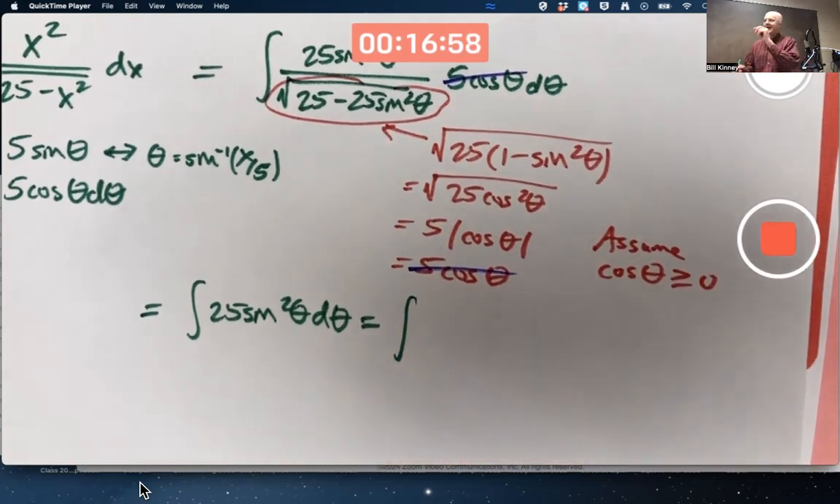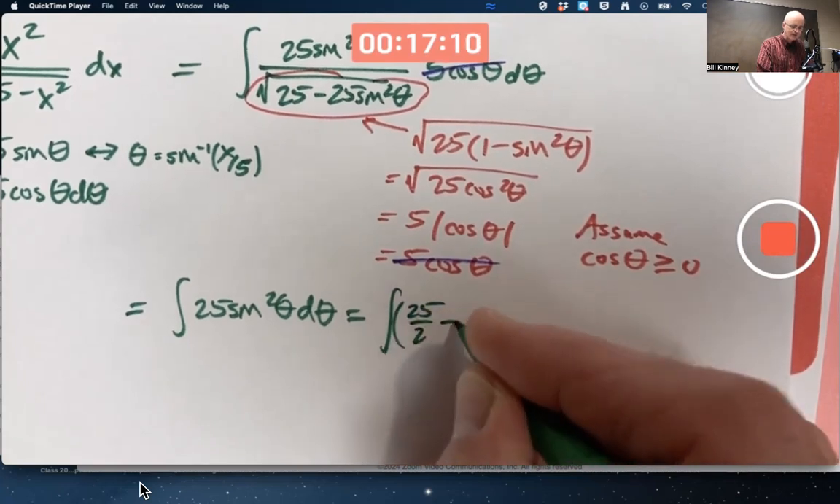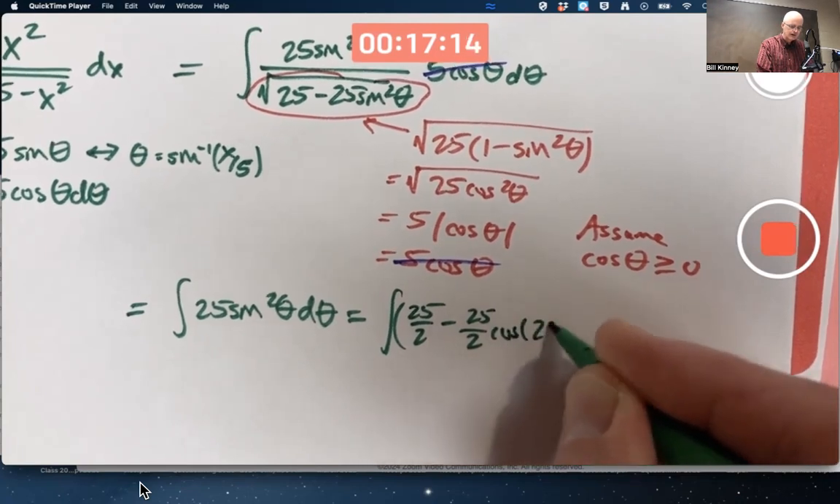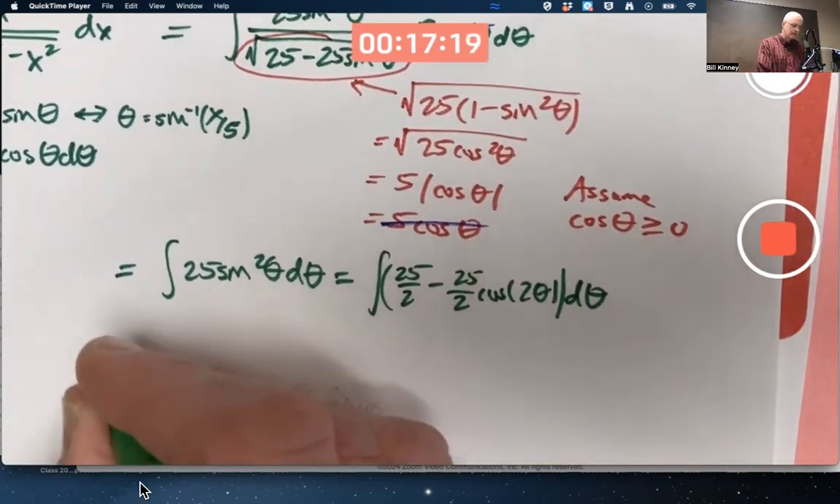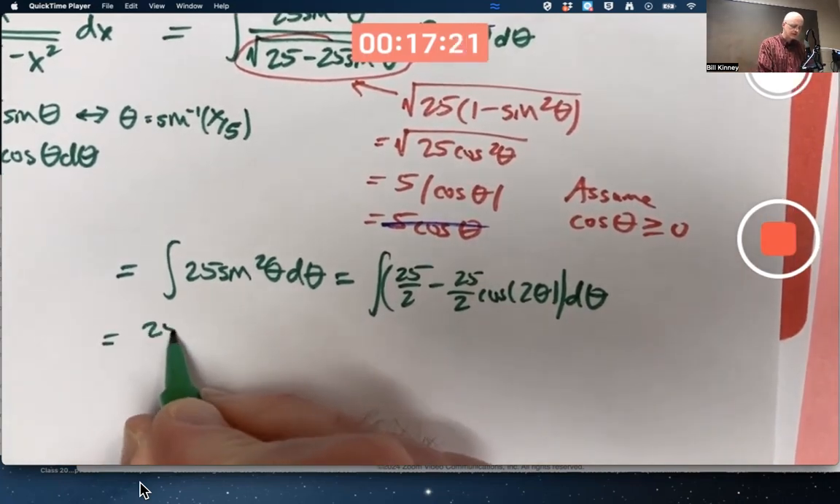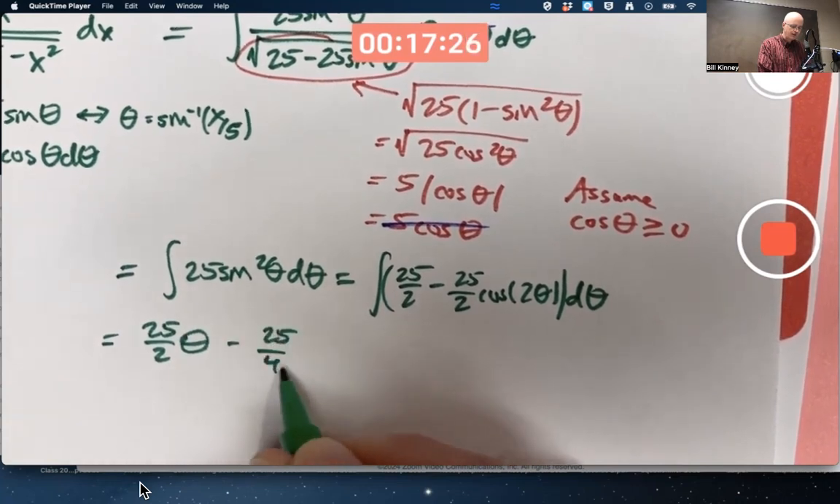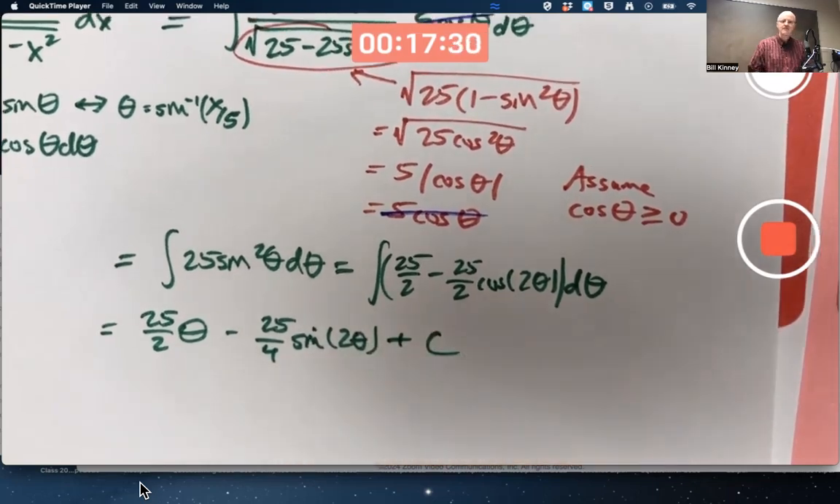Sine squared theta is 1/2 minus 1/2 cos 2 theta. Cos squared is 1/2 plus 1/2 cos 2 theta. But it is a cosine in both cases. Multiply by 25, you'll get 25 halves minus 25 halves cos 2 theta. Now we can do that integral pretty quickly. 25 halves theta minus 25 fourths sine 2 theta plus c.